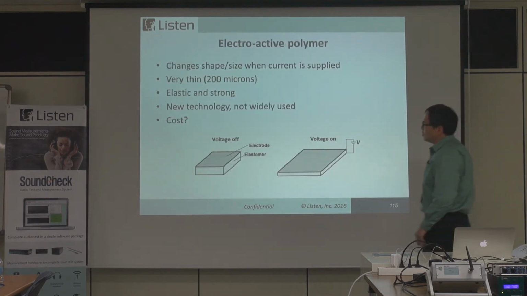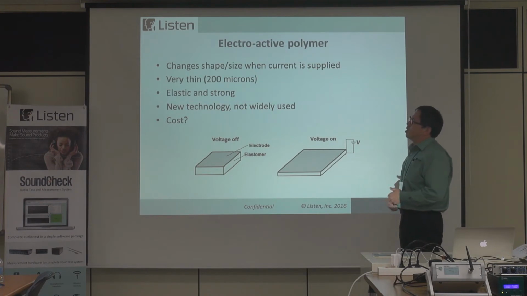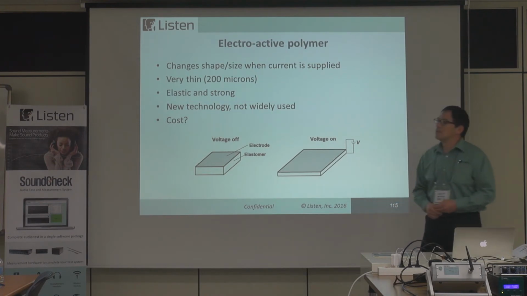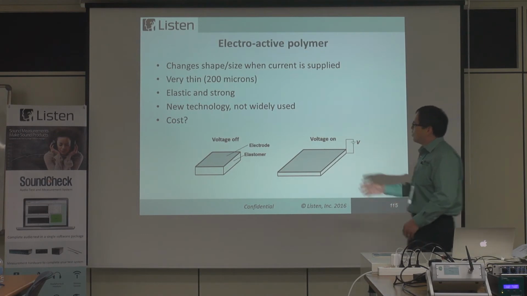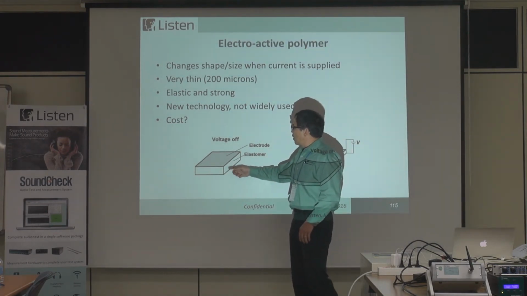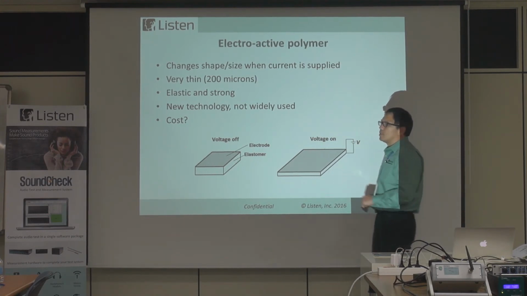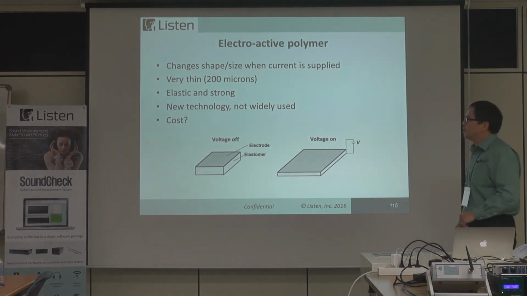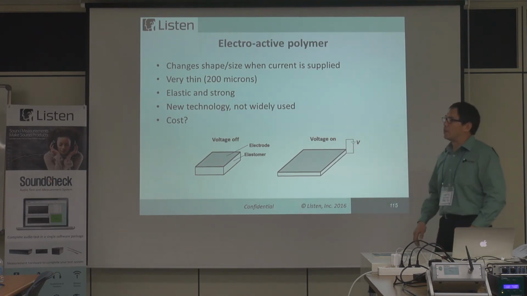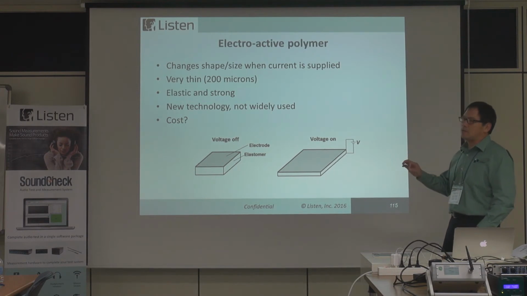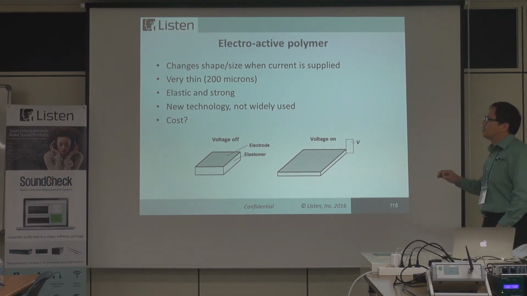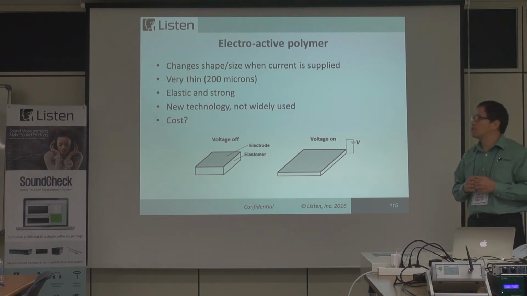But this is something new, called electroactive polymer. It changes shape. Here's the voltage off state of the material. With the voltage on, it kind of just spreads out. It's elastic, so this is not a rigid material like the piezo ceramic. This could also be very thin, about 200 microns thin. It's very elastic, it's very strong, but it's still relatively new, not very widely used.